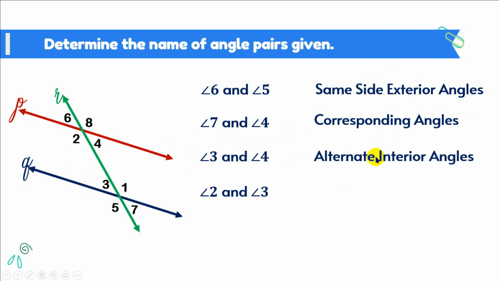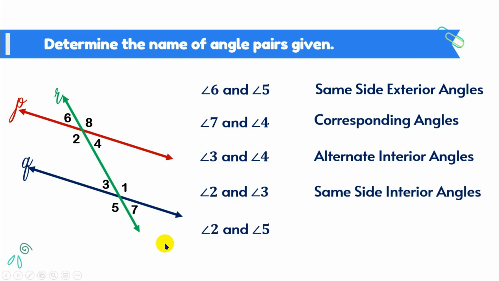Then, angle 2 and angle 3. They are both interior angles. But now, they are on the same side of the transversal line. So, ang tawag natin kay angle 2 and angle 3 ay, okay, same side interior angles.